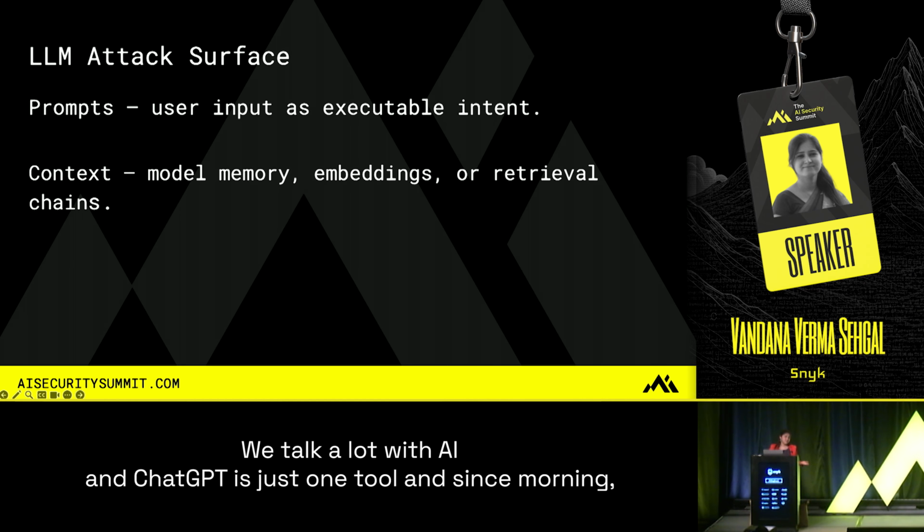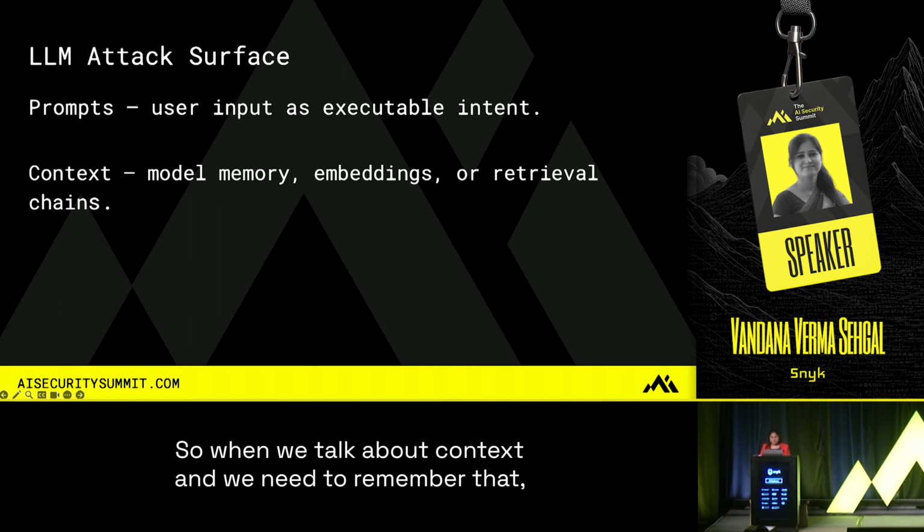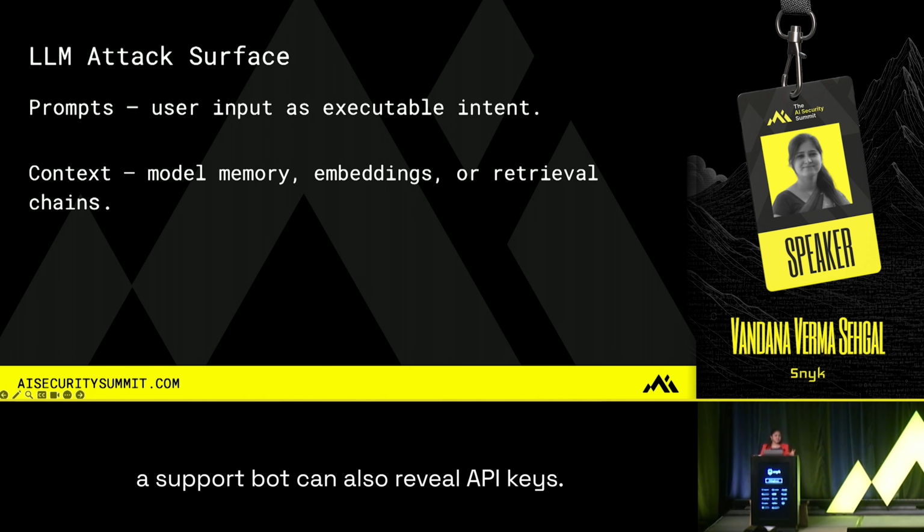We love AI. We talk a lot with AI. And ChatGPT is just one tool, and since morning we've been talking about many other tools. So it can happen with anyone. When we talk about context, we need to remember that a support bot can also reveal API keys if we provide the API keys to it.